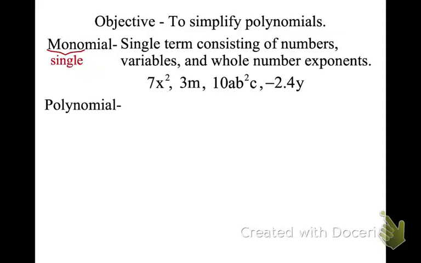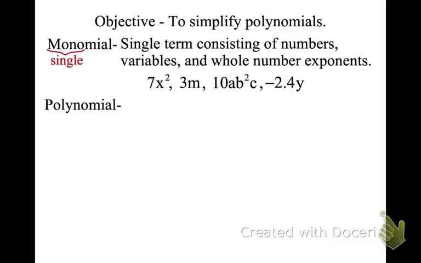Now, I do want to look at this last part where it says whole number exponents. So if I had 4 over x squared, that would not be a monomial, because if I were to write that not in fraction form, it would be this. And the exponent is not a whole number, it's an integer. So that would not be a monomial, but the rest are, because these are the rules. So one of the rules is whole number exponents.